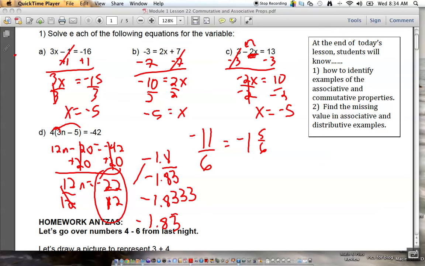Yes? Let me see. What would happen if that 3 was a negative? If the 3 was a negative, then I would do plus 3, and I would get 16 over here. All right? Any other questions?